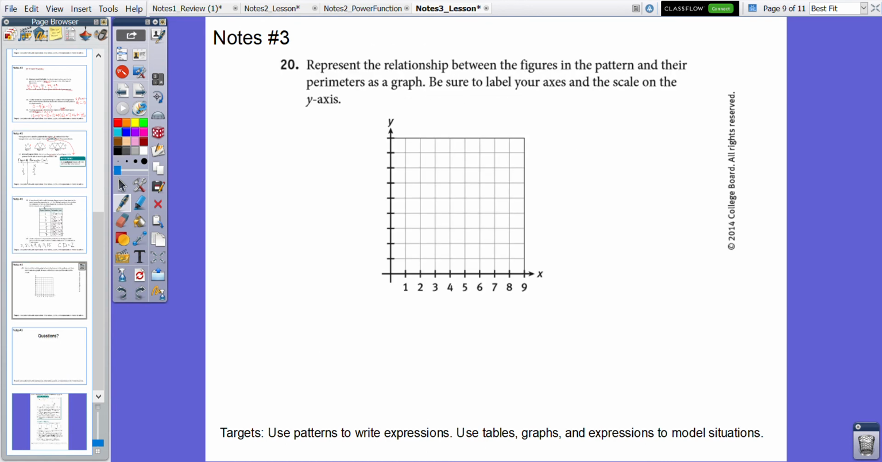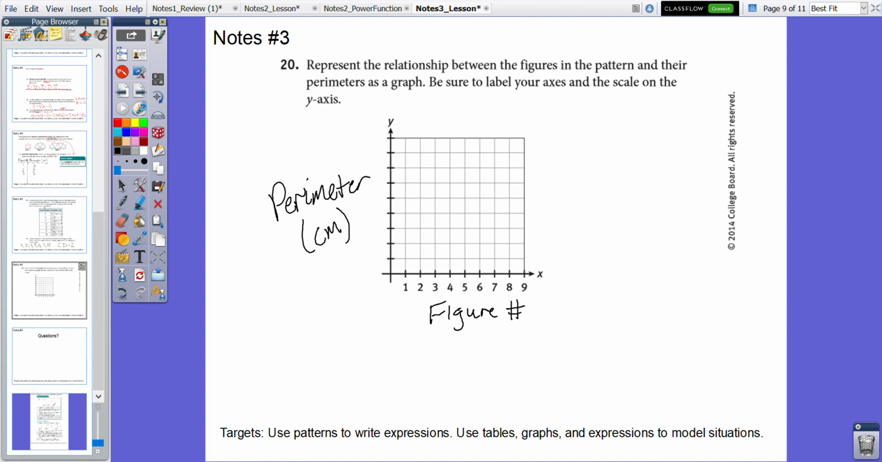Represent the relationship between the figures in the pattern and the perimeters as a graph. Be sure to label your axes and the scale on the y-axis. So for this one, once again, we want to use the data that we have at the top of page 12 to answer this question. So right here, our x-axis should be our figure number. And then on the y, remember, we're measuring perimeter here. And that, of course, is in centimeters.